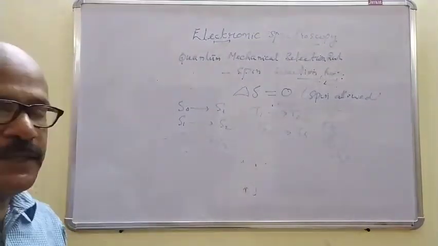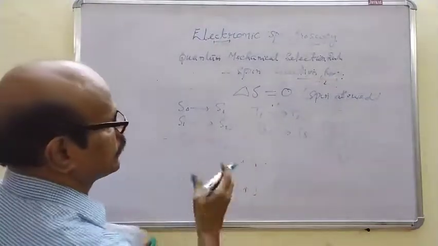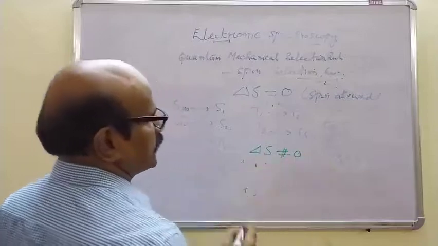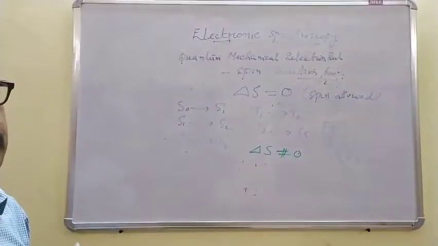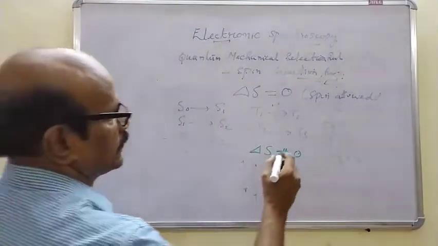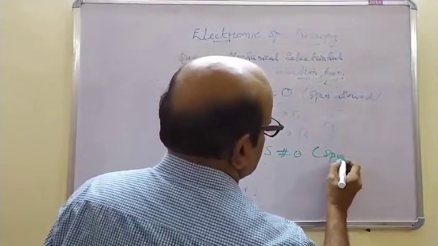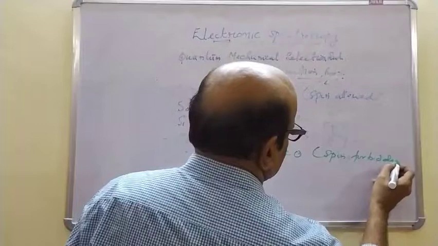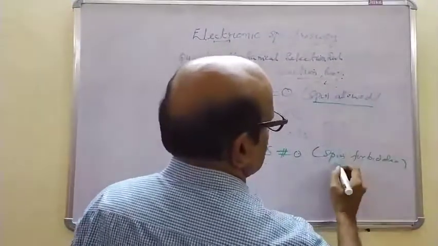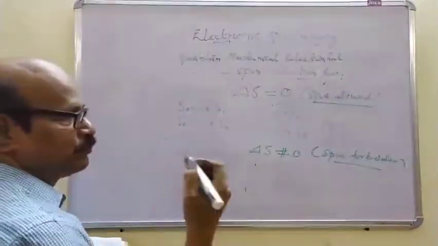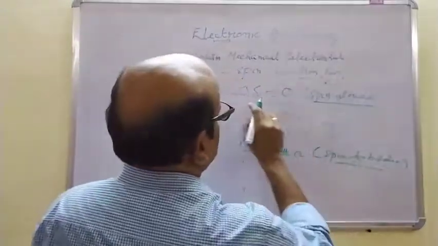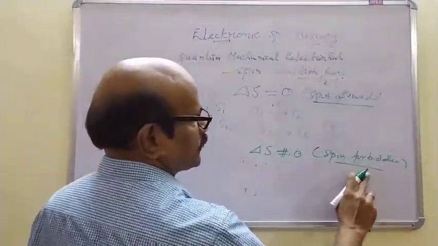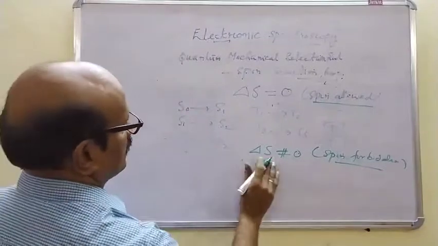If they are of different spin multiplicity, that is, delta S is not equal to 0, that is called spin forbidden. That electronic transition is spin forbidden. So we have two types of transition: spin allowed and spin forbidden. Delta S equal to 0 is called spin allowed, and delta S not equal to 0 is called spin forbidden.